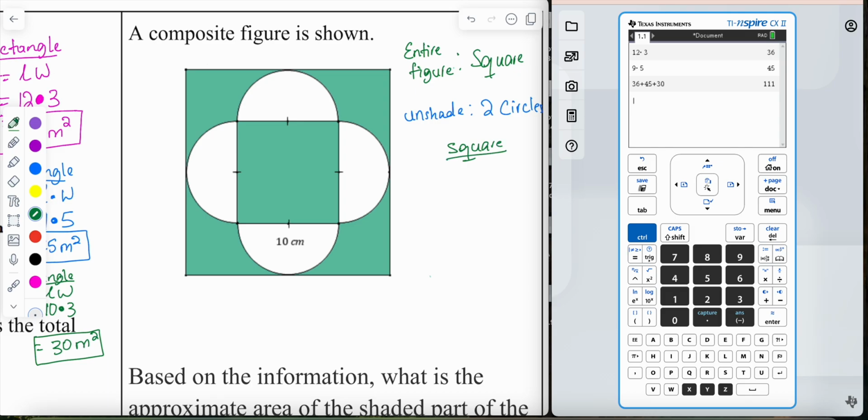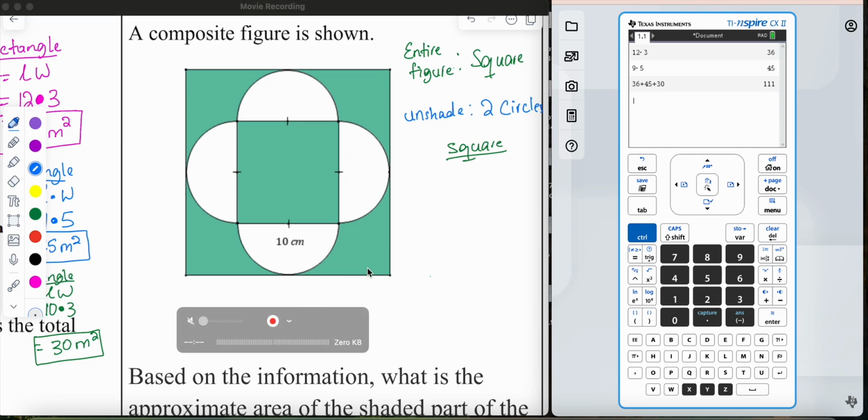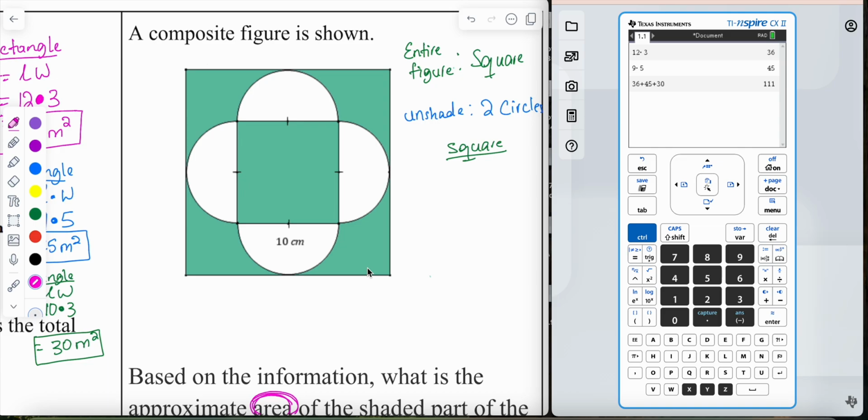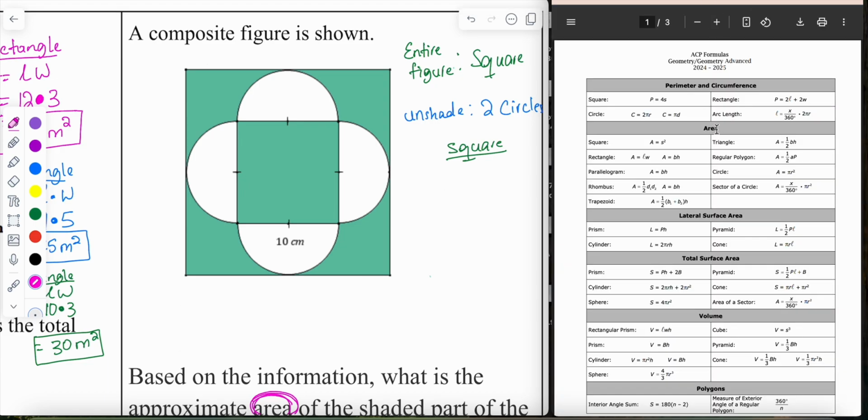And then we're going to find the area of the two circles. So let's start with the square. As it says before, our important word down here would be area. So we're going to go to our formula sheet and look for area, and we want that for a square, and we see it right here. Area is equal to S square. S means the side of the square, the length of the side, squared.